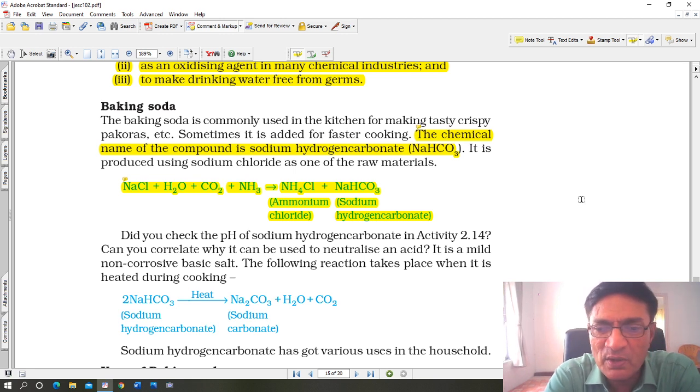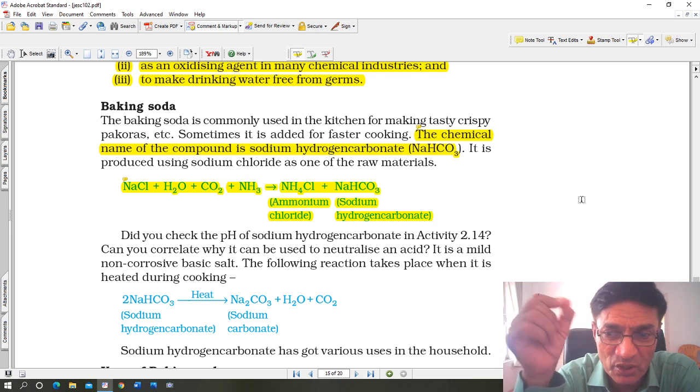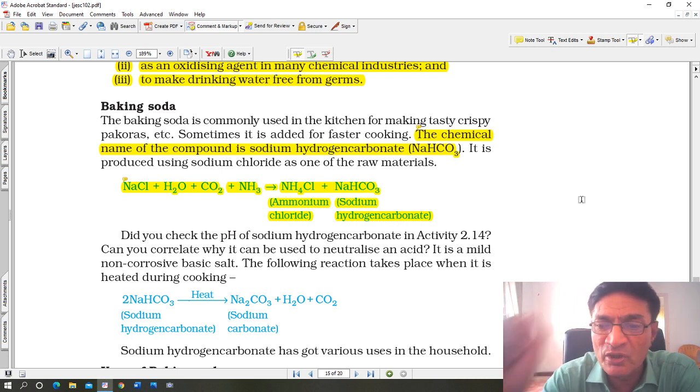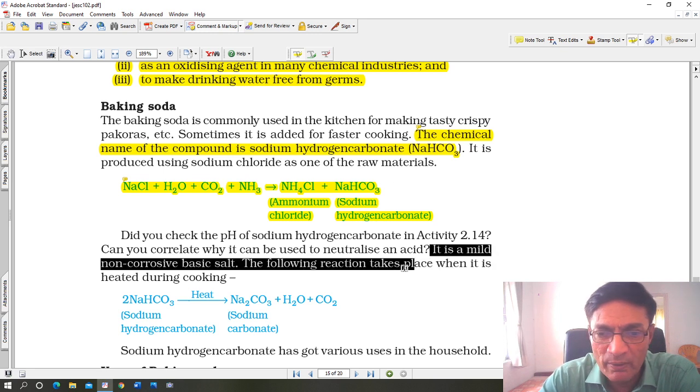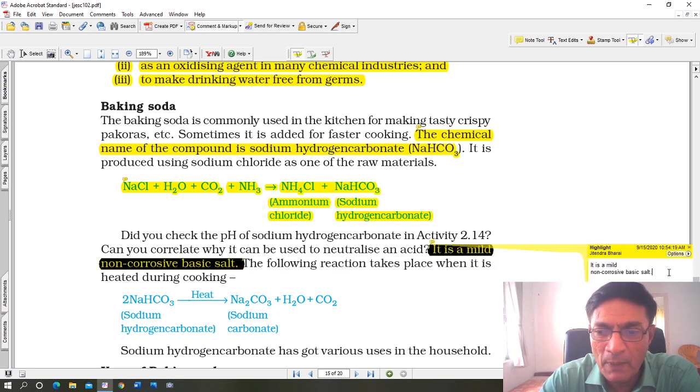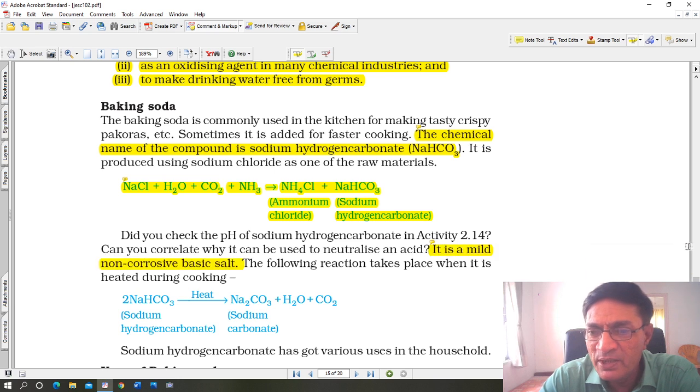Did you check the pH of sodium hydrogen carbonate in activity 2.14? Can you correlate why it can be used to neutralize an acid? Because its pH is more than 7. It is basic in nature. Sodium bicarbonate is basic in nature. It is a mild, non-corrosive basic salt.